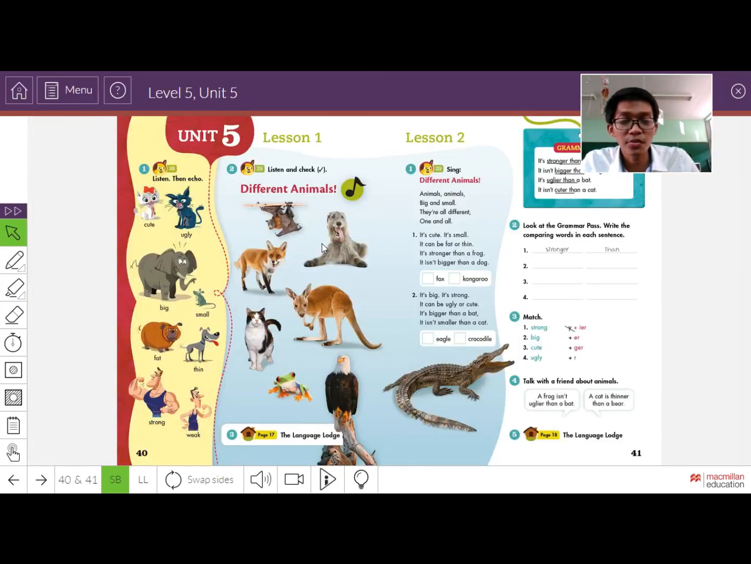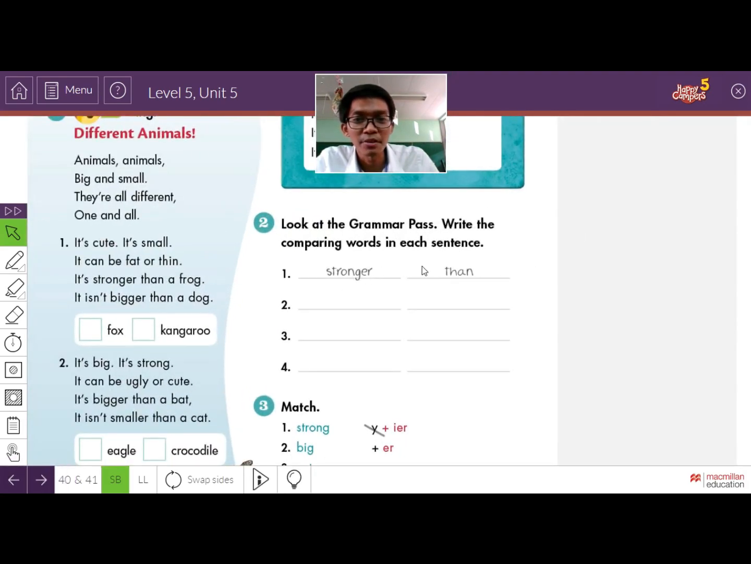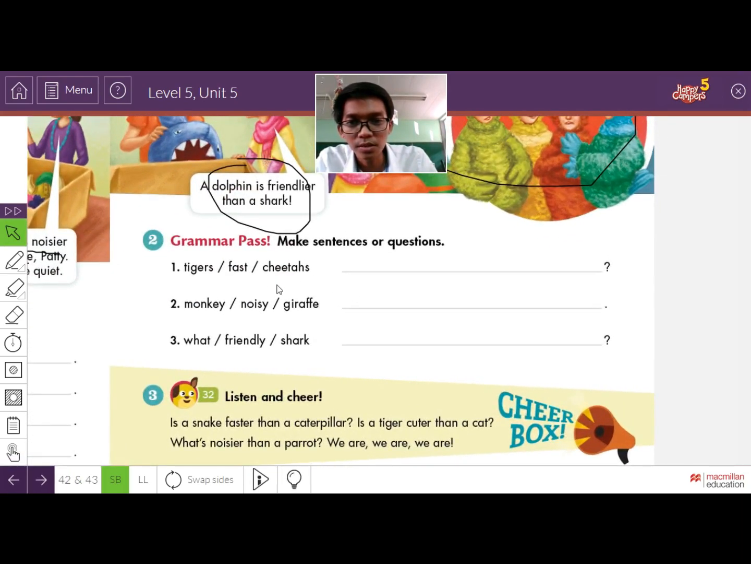Hey guys, so that's all for today. For the last one, what have we learned today? Please make a conclusion. We have learned Unit 5, Lesson 1 and Lesson 4 about comparative adjectives, and how to make comparing words. Then we listened to the conversation with comparing words. Please underline the comparative adjectives that you find in this dialogue. We also made sentences or questions with comparative adjectives.